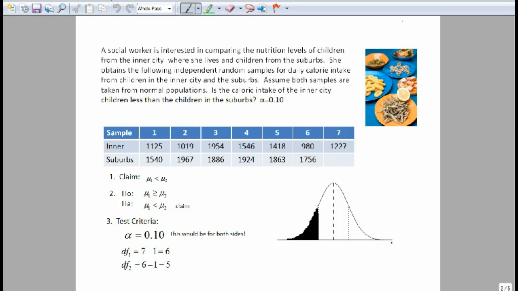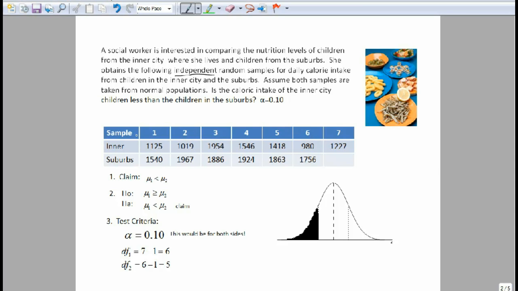Assume both samples are taken from normal populations. Is the caloric intake of the inner city children less than the children in the suburbs? And we're going to test that with an alpha level of 0.10. So here's our chart. We have our samples. You notice that it's independent, and that's what they mentioned in the beginning.